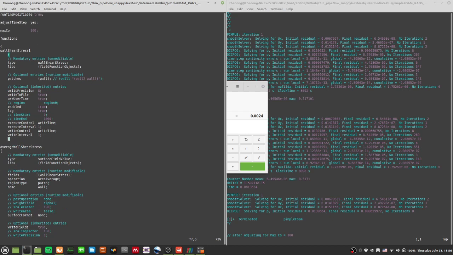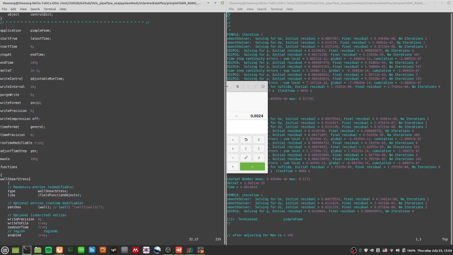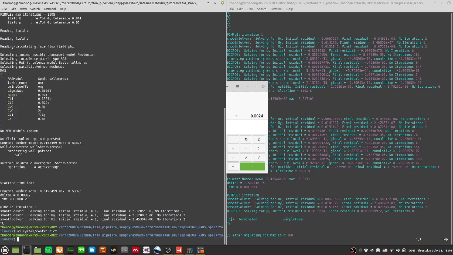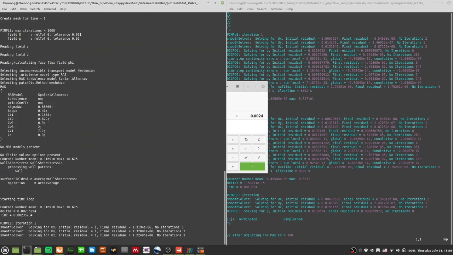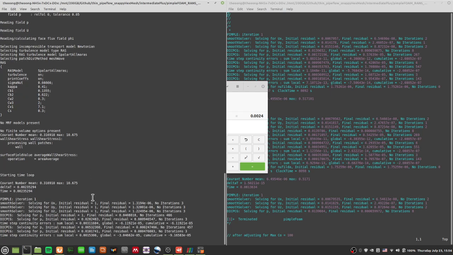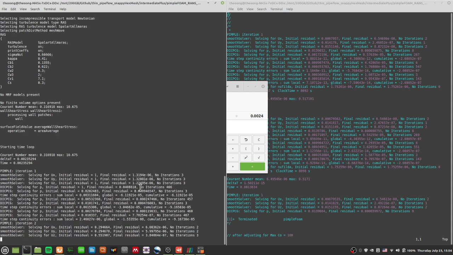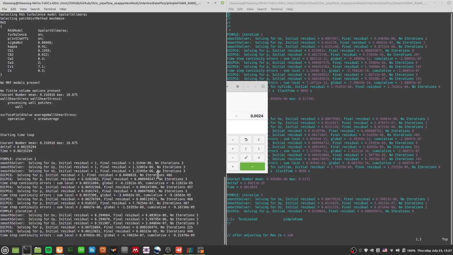And let's make the write interval, instead of 10 seconds, every 0.04. At least we have some progress saved and we don't completely waste all the previous calculations. Alright, so we just run pimpleFoam, and that should about do it. The Courant number is about 10.675, and you can see the initial residual is 1 again. Hopefully when we go into the next iterations, you see that the residuals actually decrease.